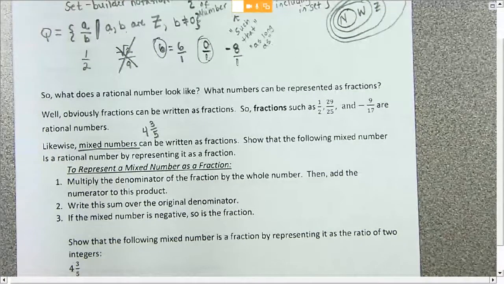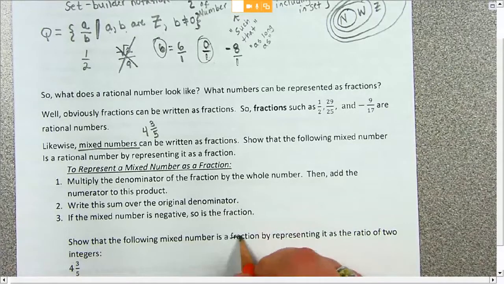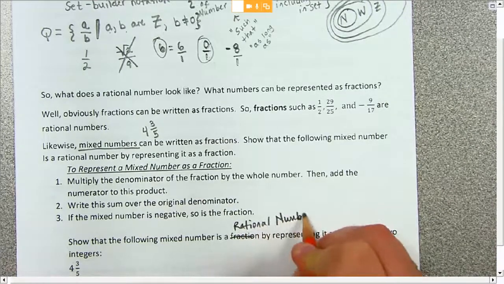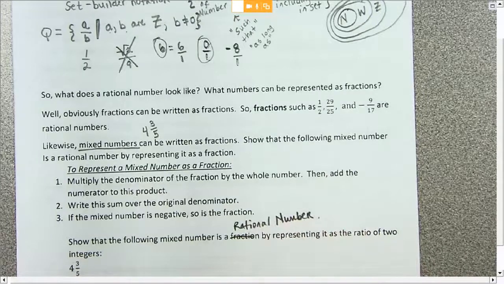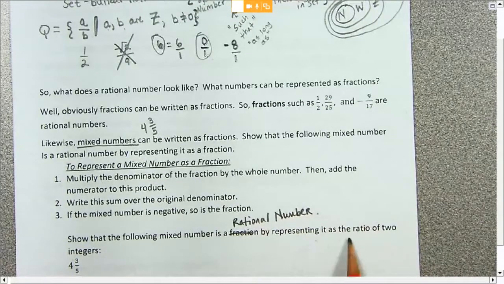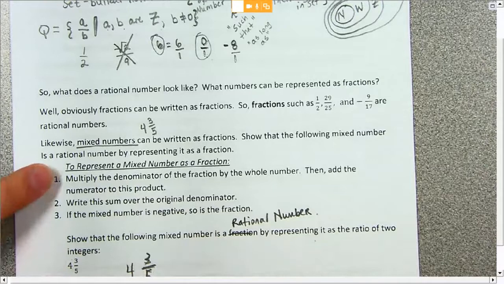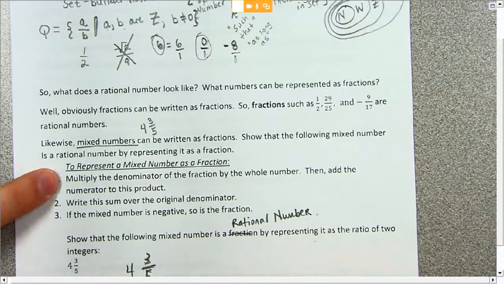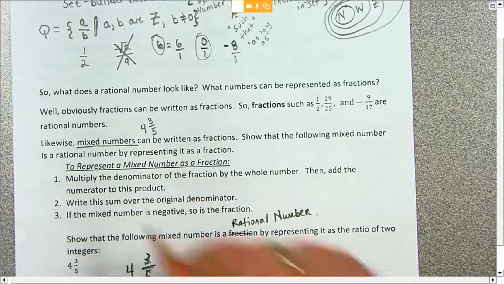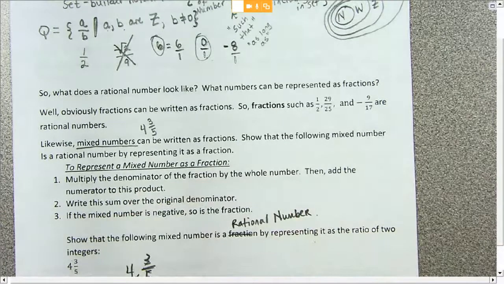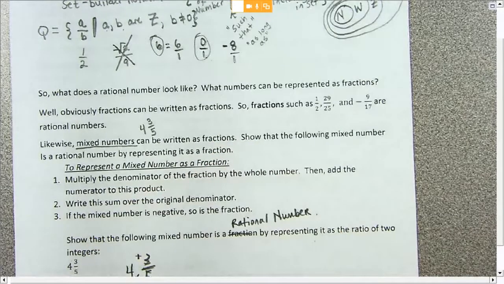All right, so let's say that your problem asks you to show that the following mixed number is a rational number by representing it as the ratio of two integers. I think I've corrected the ones that I posted online. So I have 4 3/5. I need to show that this is a rational number. According to my method, I'm going to multiply the denominator, which is 5, by the whole number. And what I like to do is put a little X there to show that that's times, and a little plus there to show I add.